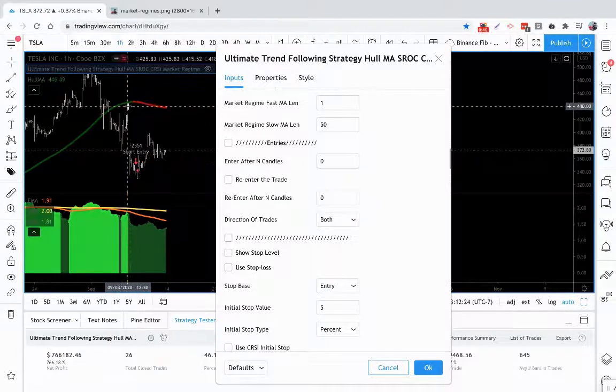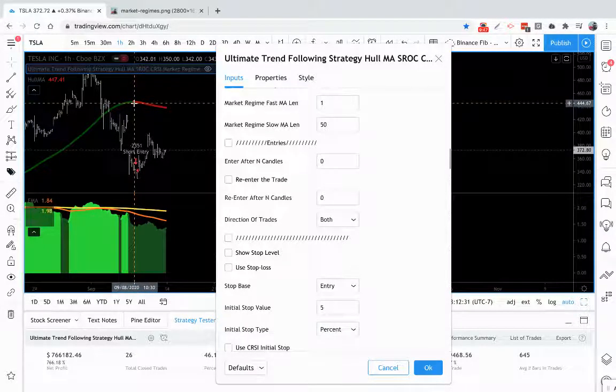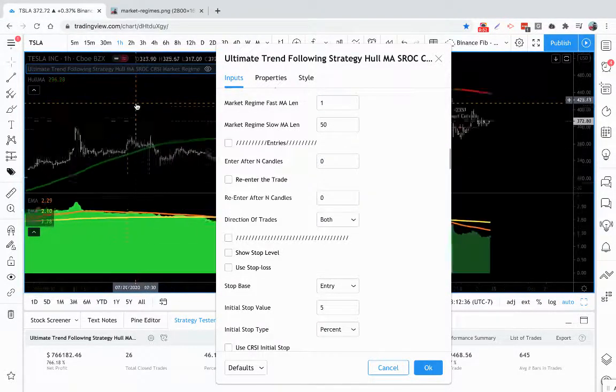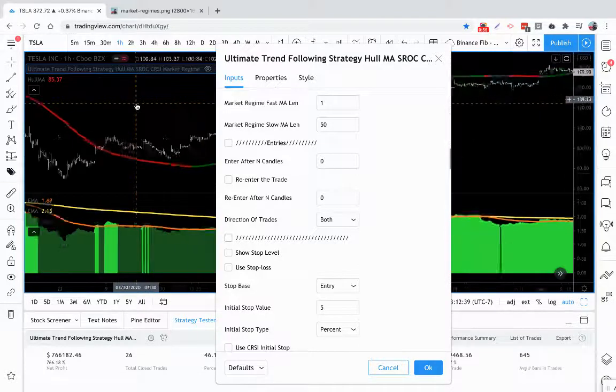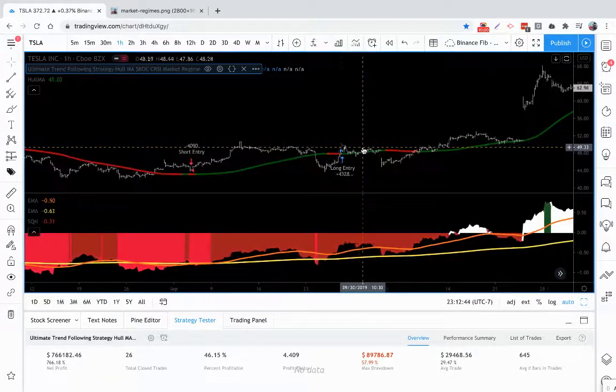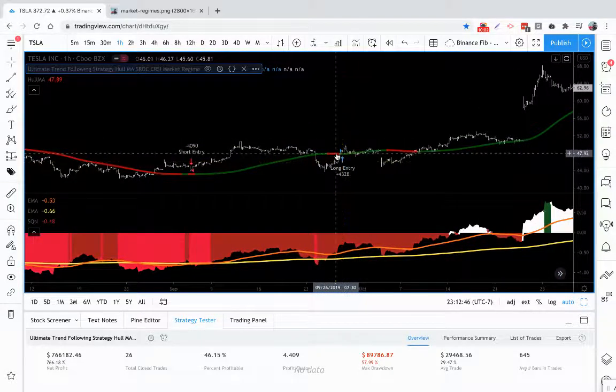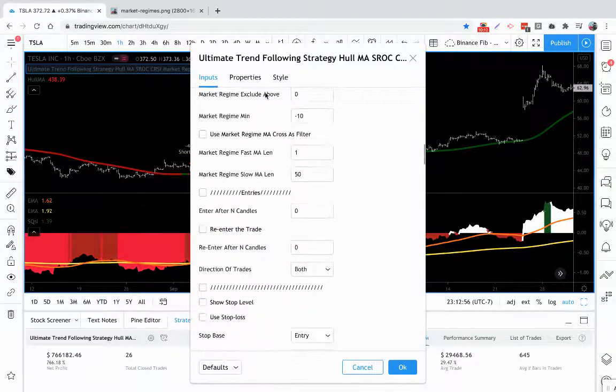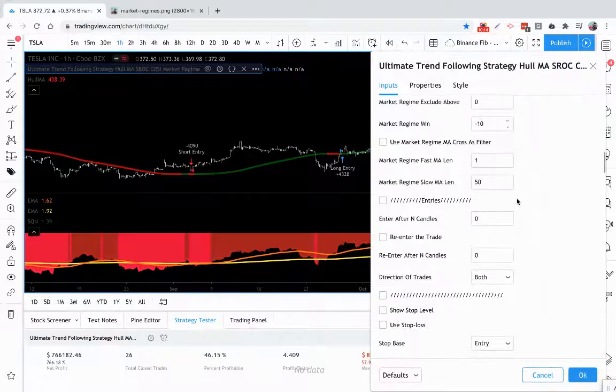By default, as soon as your trend changes, let's say from a green to a red, we're starting to go down. After it turns red, the first closed candle will be your default entry for a long. Let's find a long real quick so you can see. There's a long. So as soon as after it turns red and turns green, your first closed candle in the green will be your long entry. That's default. With the enter after end candles, you can delay that entry.